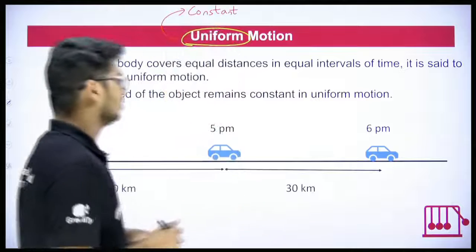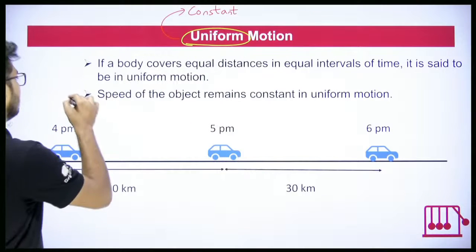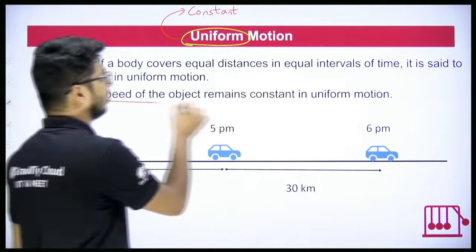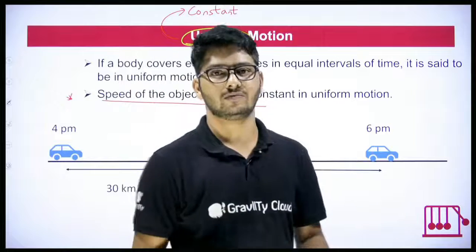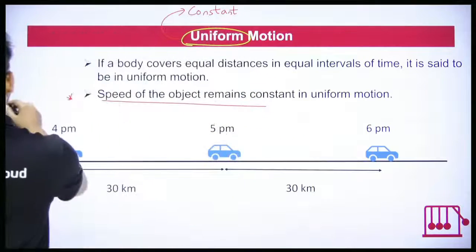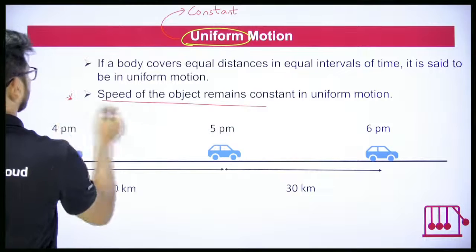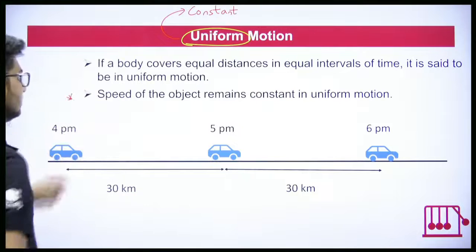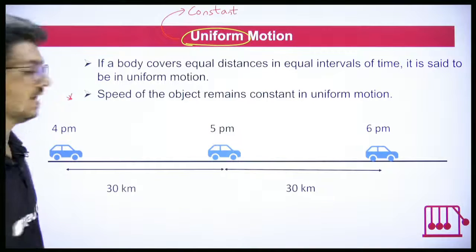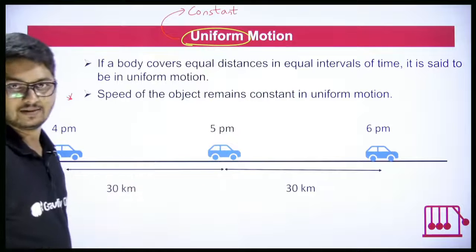Is that clear? Good. So here, look at the second point. Speed of the object remains constant in uniform motion. Okay, good enough. Then do we have anything else? Yes, we have a proper definition. I'll go into that. For that, let's go into this example.